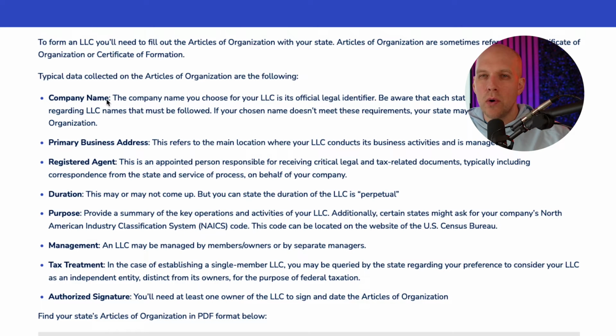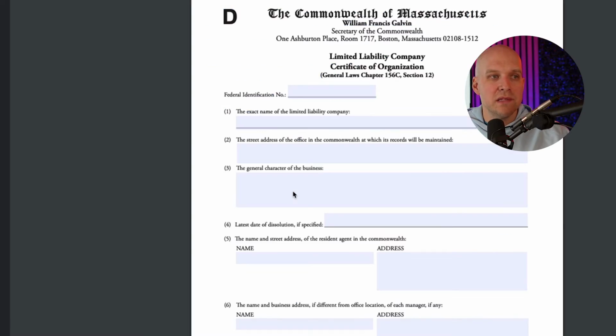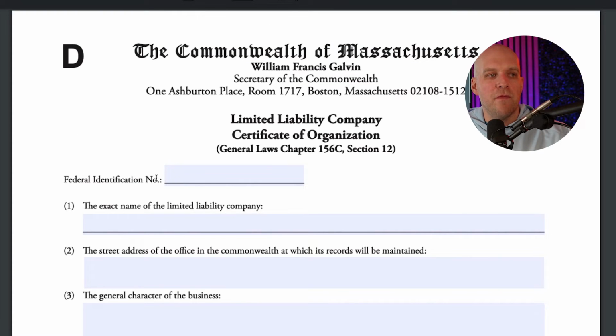These bullet points really go into all the details of what goes into that paperwork. If you're not familiar, the articles of organization is the document that you fill out. You pay the fee to the state for filing, and that is what sets up your LLC. So again, you can go here, click on Massachusetts. All right, we're zooming in here. Federal identification number. It's similar to an EIN, an employer identification number, which we're going to get to in a little bit in this video.